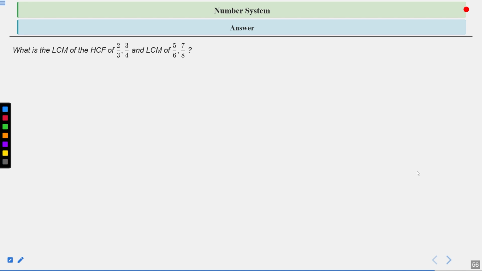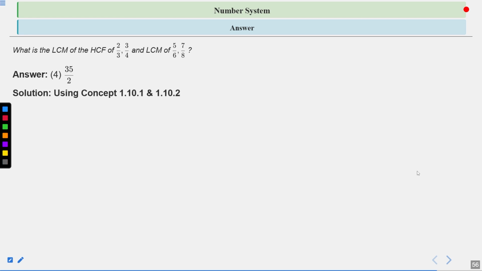The question says that we need to calculate the LCM of the HCF of 2 by 3 and 3 by 4, and the LCM of 5 by 6 and 7 by 8. First we need to calculate the HCF of 2 by 3 and 3 by 4, and the LCM of 5 by 6 and 7 by 8. Then we can calculate the LCM of those numbers. So the correct answer of this question is the fourth one, which is 35 by 2.